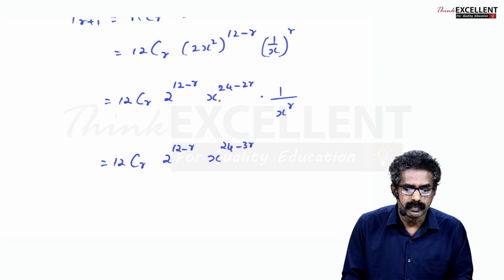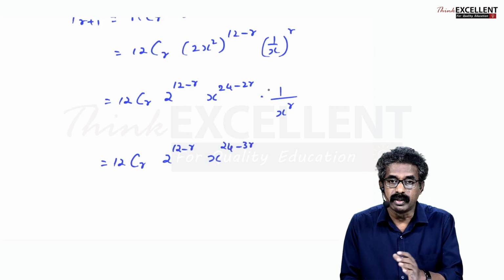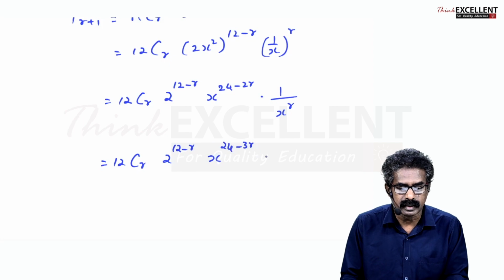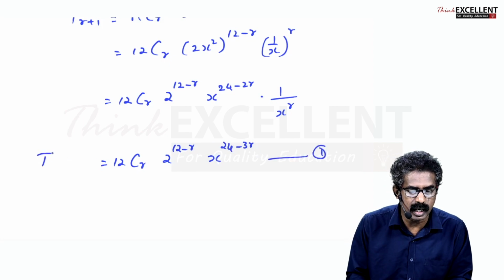Hope you understood this. A raised to m by a raised to n. This r, when it goes up, minus r, so minus 3r. Take it as equation number 1. This is T r plus 1.